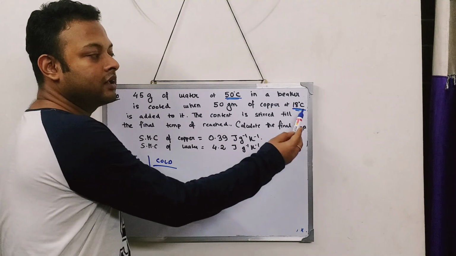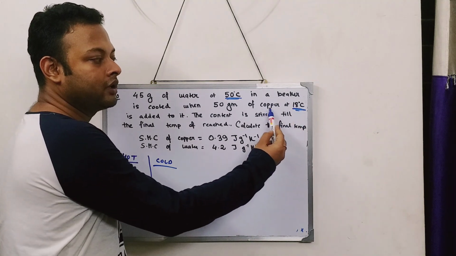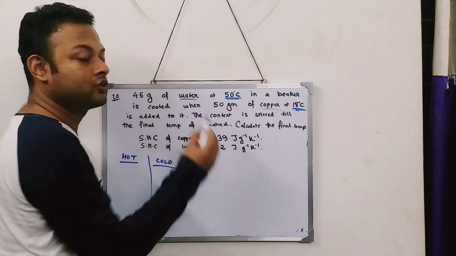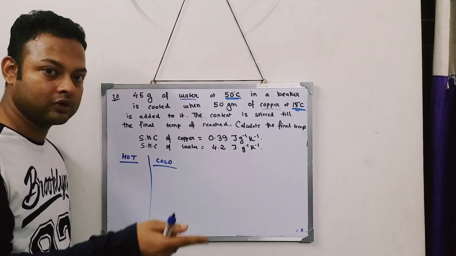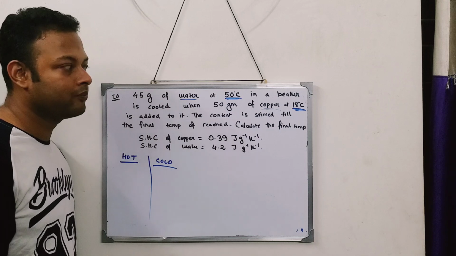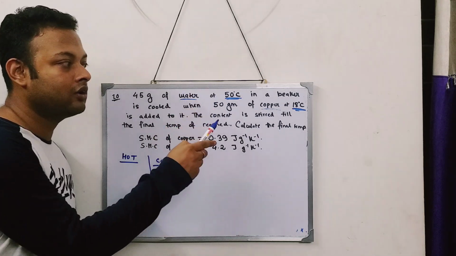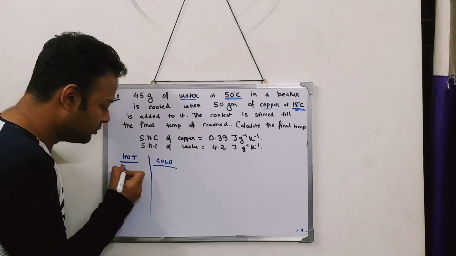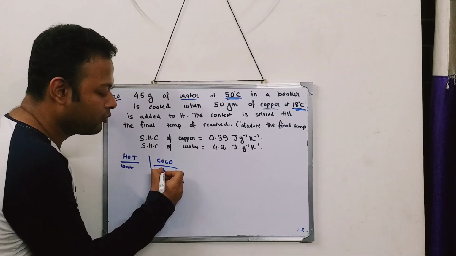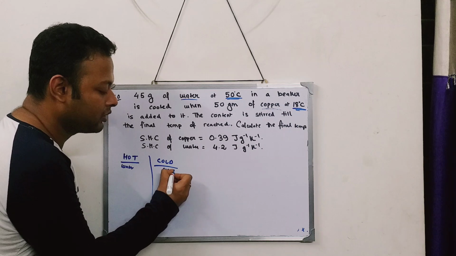And 18 degrees centigrade is the lower temperature. So who is the colder body? Copper is the colder body. So it is just the opposite of the previous sum. In the previous sum, the copper was hot and the water was cold. In this sum, the water is hot and the copper is cold. So this hot body is nothing but the water and this cold body is nothing but the copper.